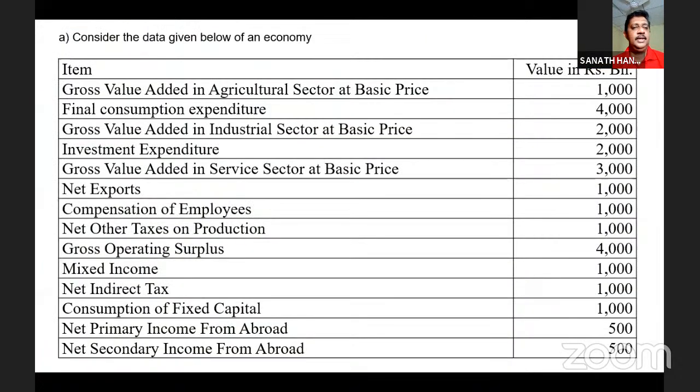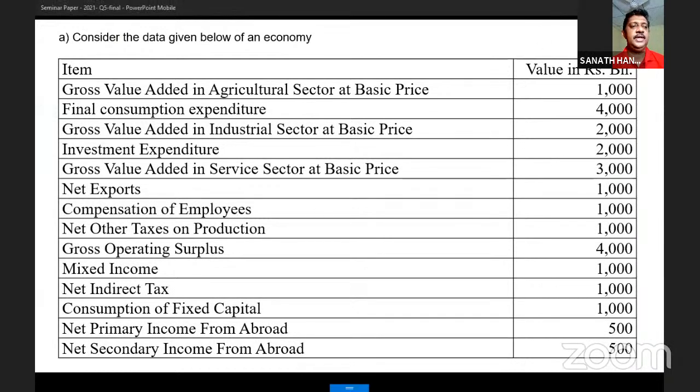Right. Here, look at the values given. First one is gross value addition at basic price.